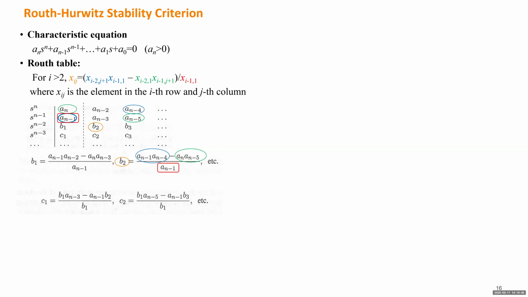How about this one, b1? b1 will be a_n multiplied by a_(n-1) multiplied by a_(n-2), because that will be the next column, minus a_n multiplied by a_(n-3), right? Divided by still this one.